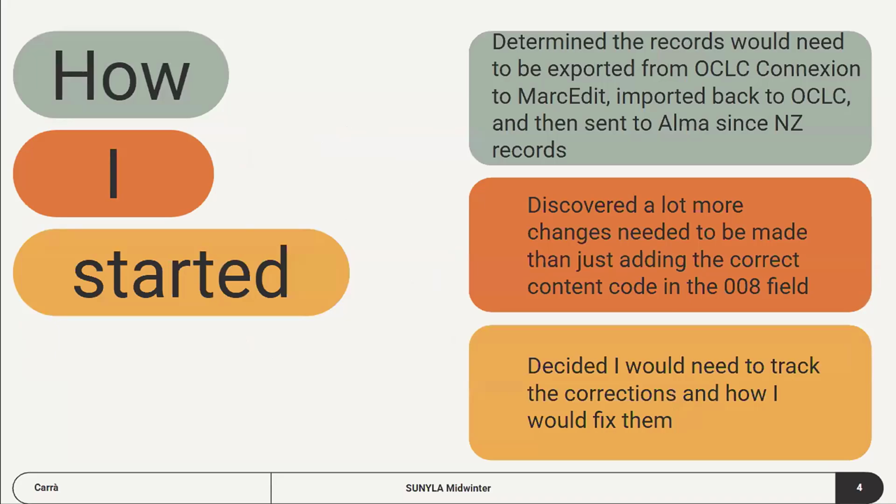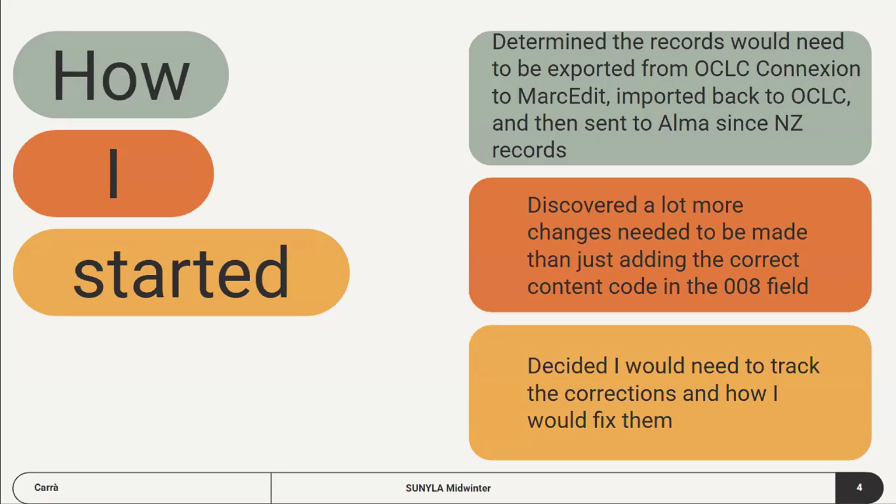So looking at the spreadsheet and then those initial checks in Connexion, I started planning my project. First, I determined that I would need to do the work in MarcEdit to make these massive edits. Then I realized that I was going to have to export records from OCLC to MarcEdit, then import them back to OCLC, and then export them into Alma, since these were all in the network zone in Alma, which in SUNY is our shared bibliographic environment.